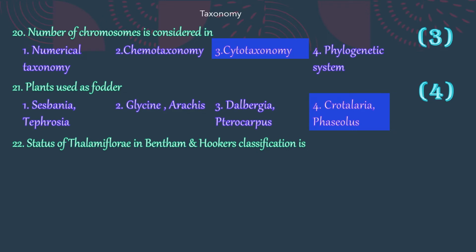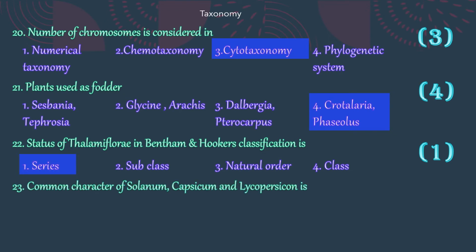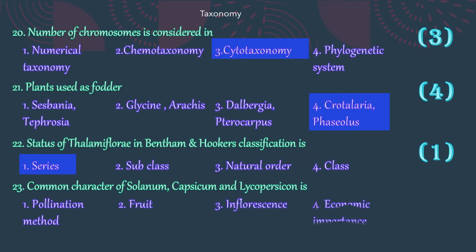Status of Thalamiflorae in Bentham and Hooker's classification is: options: series, subclass, natural order, class. The answer is 1. Common character of Solanum, Capsicum and Lycopersicum is: option 1, pollination method; option 2, fruit; option 3, inflorescence; option 4, economic importance. The answer is 2.